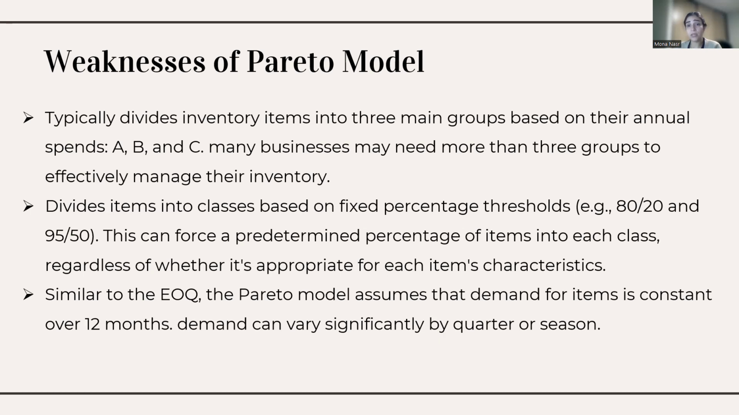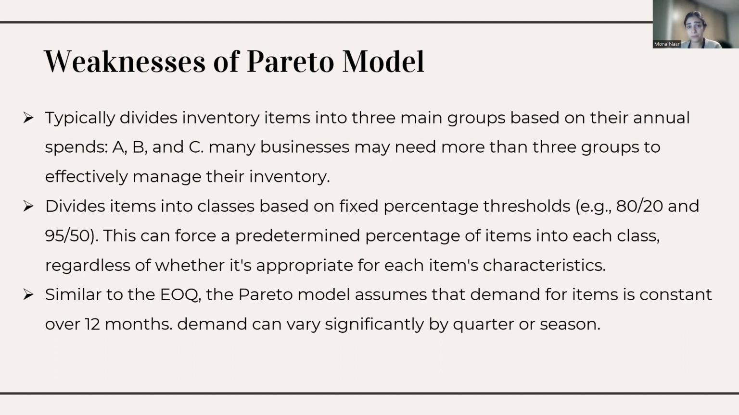Similar to the EOQ model, the Pareto model assumes that demand for items is constant over 12 months. In reality, demand can vary significantly by quarter or season. Another weakness is that this model primarily focuses on annual spending as the sole criterion for classifying items. It may not take into account other important characteristics such as lead time, criticality, volatility of demand, or perishability, which can significantly impact inventory management decisions.